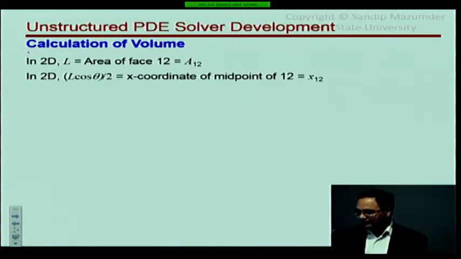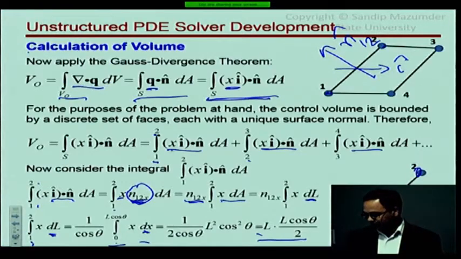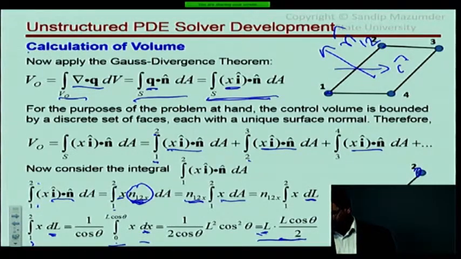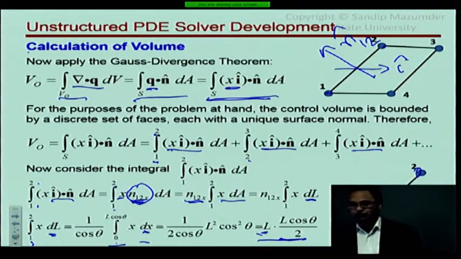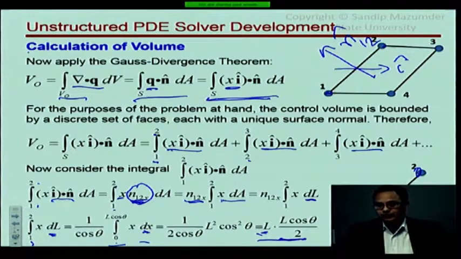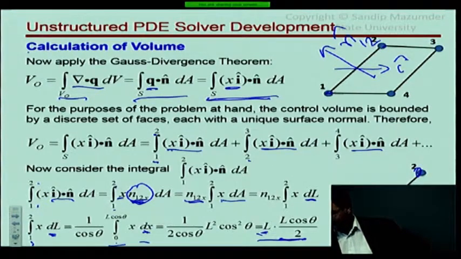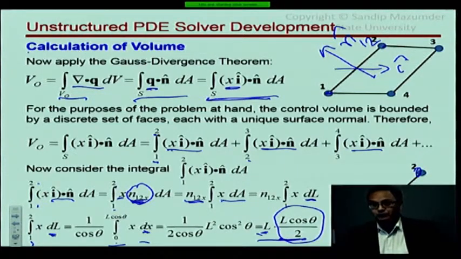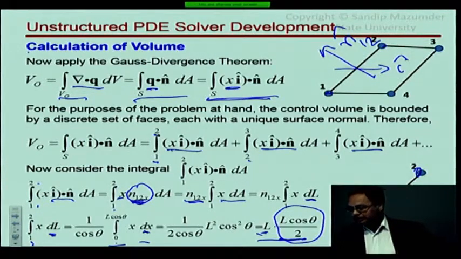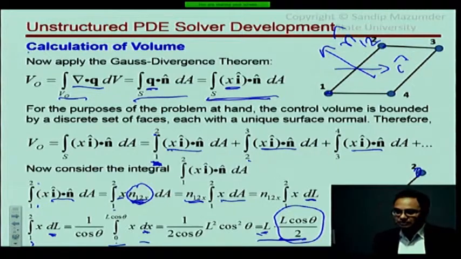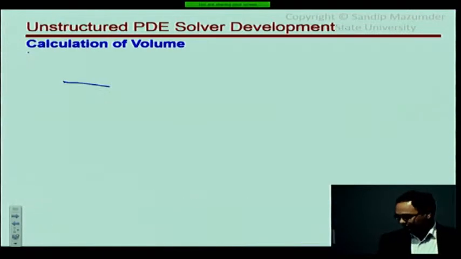So this L cosine theta over 2, which you have in this formula here. So I have L times L cosine theta over 2. L cosine theta over 2 is nothing but the x coordinate of the midpoint of that edge. Okay, up to here is your L cosine theta, this part here. The x coordinate there is L cosine theta over 2. All right, so this integration here is basically giving me L times the x coordinate of the midpoint of that edge.